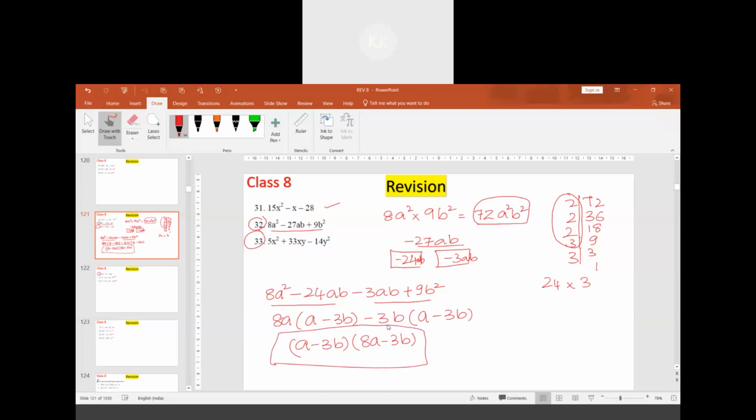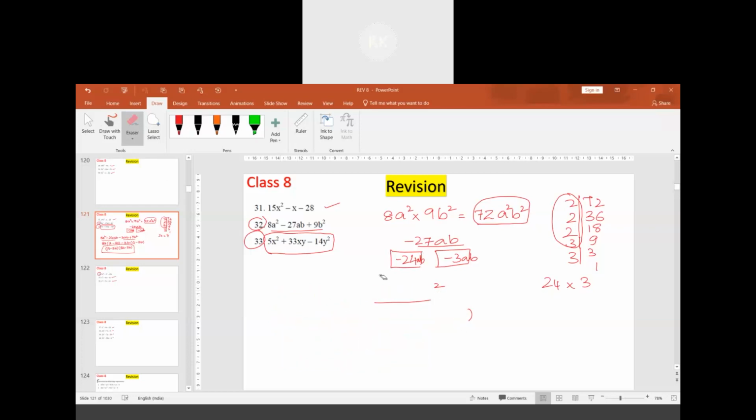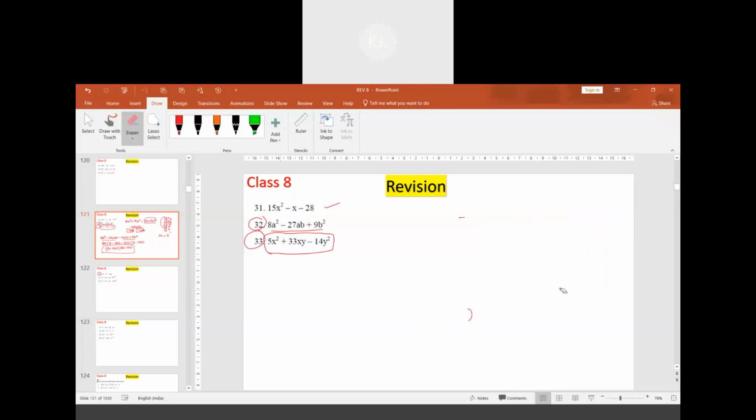Easy, sir. Can you tell me how to solve this now? The product is minus 70 x square y square, and the sum is 33. Minus 35 and 2, sir, with product minus 70 x square y square. Suppose if we take minus 35 and minus 2, plus 2, the sum becomes negative.